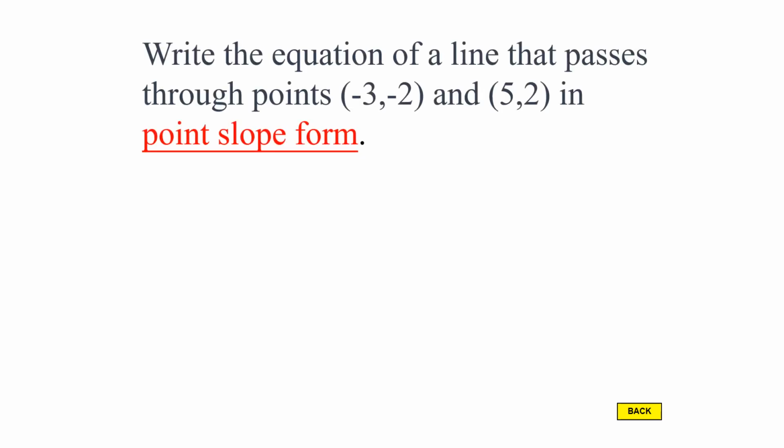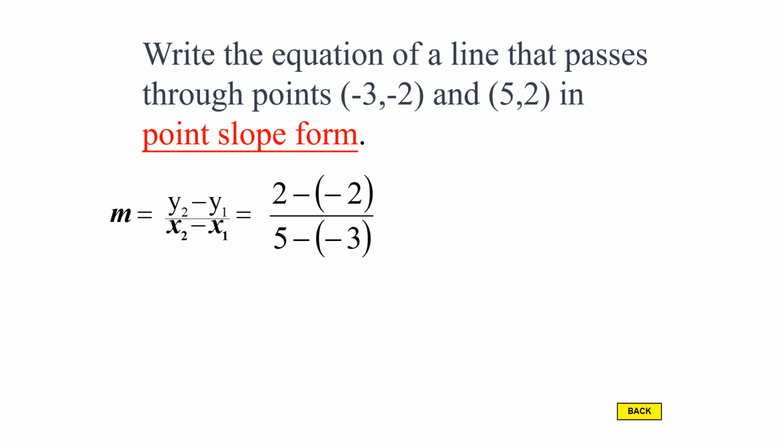Write the equation of a line that passes through points -3, -2, and 5, 2 in point slope form. First of all, you have to find the slope of the line, which is y2 minus y1 over x2 minus x1 equals 2 minus -2 over 5 minus -3 equals 4 over 8, in the simplest form equals half.